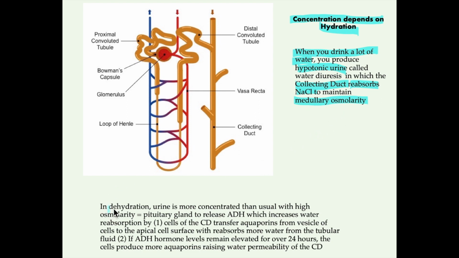Now this is opposite in dehydration, in which urine is more concentrated than usual, with a high osmolarity, which is hypertonic urine. In this state, the pituitary gland releases antidiuretic hormone. Now, as we talked about in part 3, antidiuretic hormone increases water reabsorption by stimulating the cells of the collecting duct to transfer aquaporins, which are channels of water, from the vesicle of the cell to the apical cell surface, which reabsorbs more water from the tubular fluid. So the apical cell surface is just the cell surface closer to the tubular fluid.